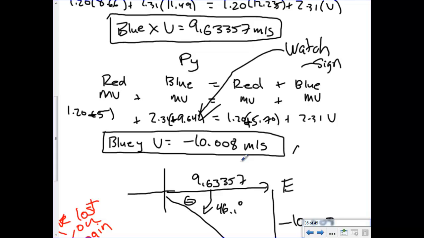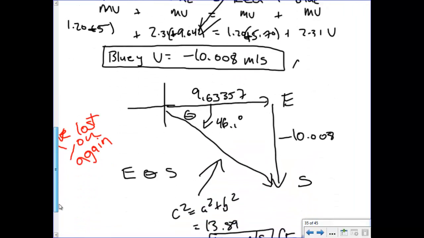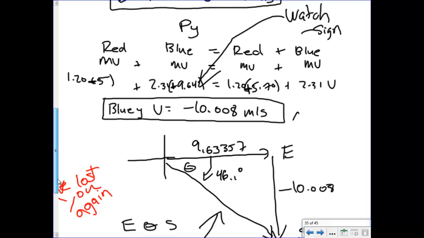There it is. And then I'm going to divide by 2.31. So I got 4.08. That one's negative. That one's positive. That one's positive. I got a positive number actually. Oh.